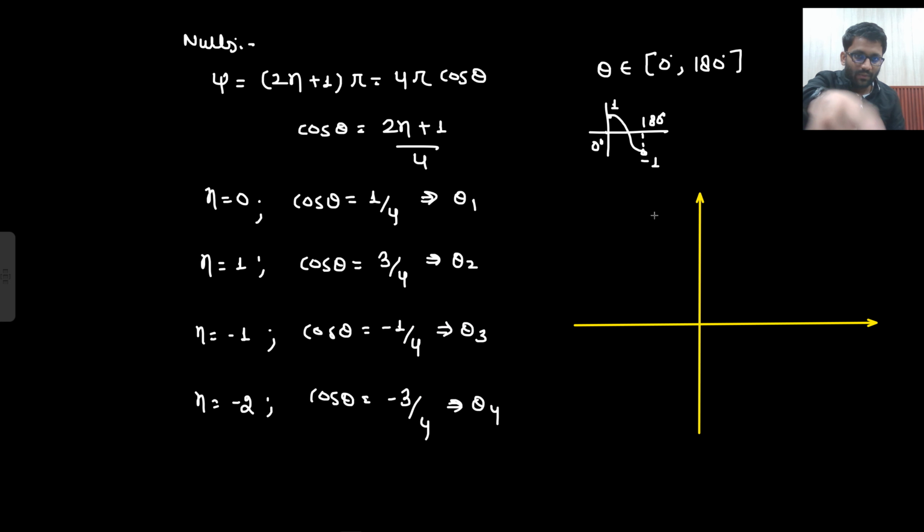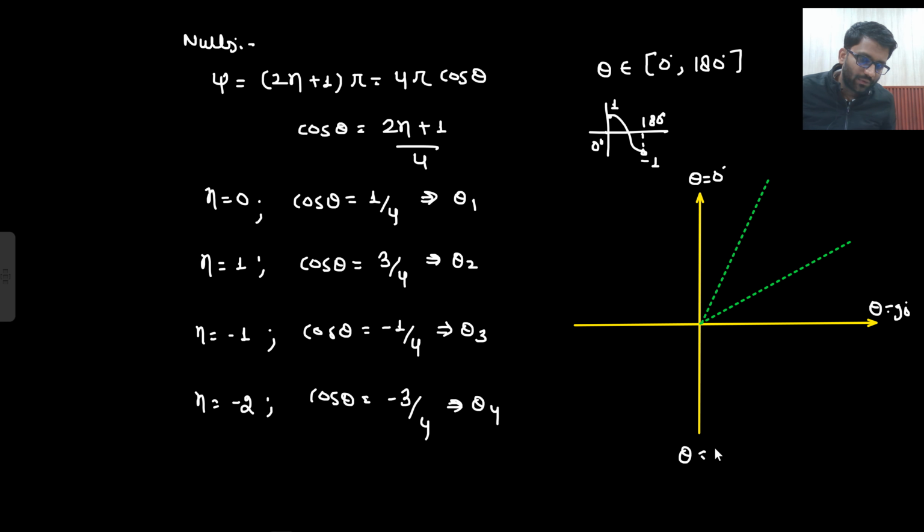I don't know what value will be there, but some theta 1, some theta 2 would also be there. What I mean to say is that this is your theta equals to 0 degree, this is your theta equals to 90 degree, this is theta equals to 180 degree, and this is theta equals to 90 degree. So between 0 to 90 degree, there will be 2 nulls. Why is that so? Because this is your 90 degree in cos graph. So between 0 to 90 degree, there will be this null and this null. Between 0 to 90 degree, cos will have positive value. So 1 by 4 will be occurring somewhere here and 3 by 4 will be occurring somewhere here.